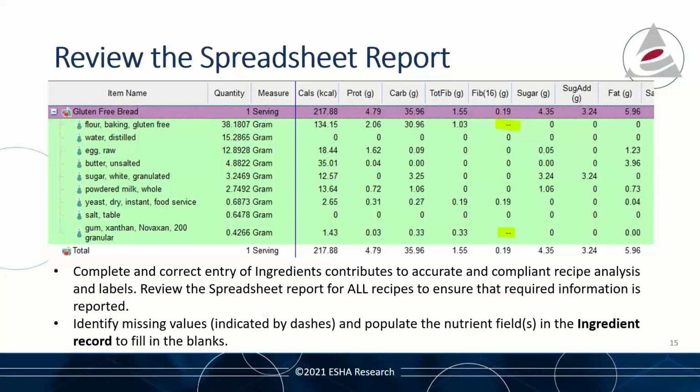In addition, as I mentioned, if you are making a moisture adjustment, you'll want to be sure that the water field is populated for your ingredients. And if you see dashes on your spreadsheet, you want to fill in the blanks. To fill in the blanks, you would open the ingredient record, populate the missing nutrient fields in the ingredient, and once you edit the ingredient record, this change carries forward to the recipes using that ingredient and onto the labels and other reports for those recipes.